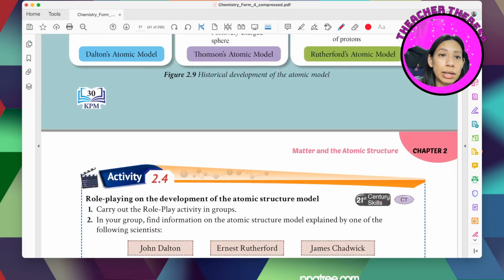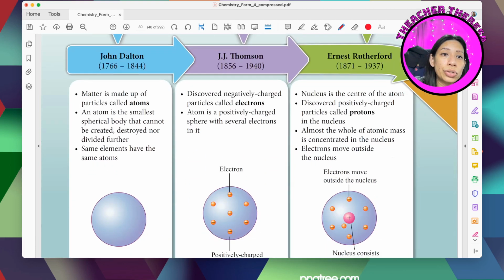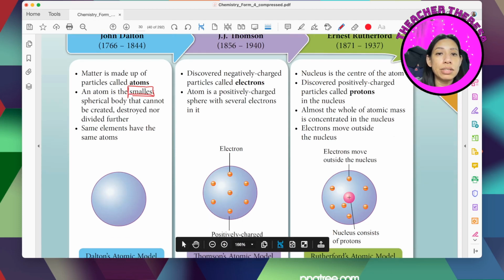Initially, you need to know Dalton, John Dalton. He said that matter is made up of atoms. And also he said that the atom is the smallest part of matter. This is very important. And then he structured the atom as just a sphere.